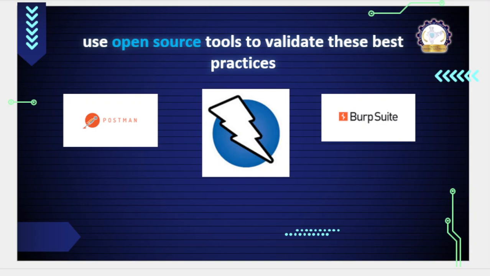And the next one we have is API rate limiting testing. It tests the API for rate limiting to prevent DDoS attacks and limit the number of requests per second. Open source tools such as Apache JMeter and Gatling can be used to test API rate limiting.